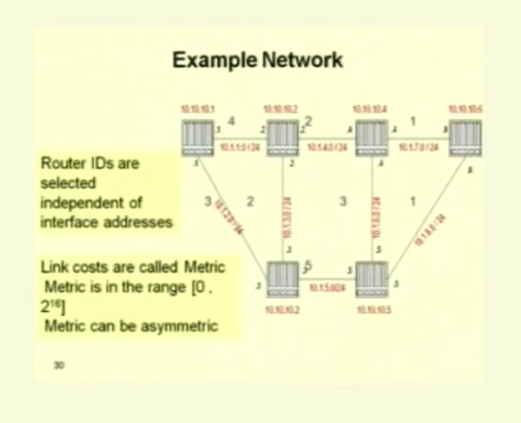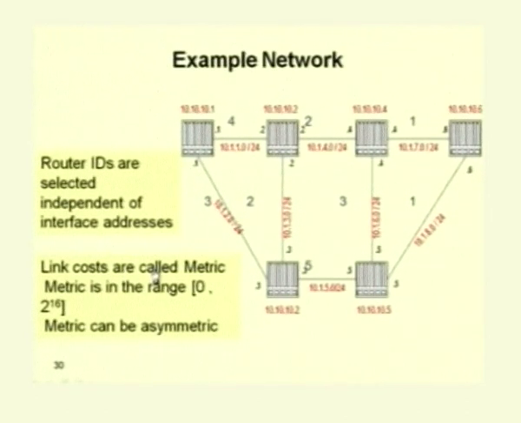So, let us look at an example network. Let us say I have these different routers here, 10.10.10.1, 2, 3, 4, 5, 6, whatever. The router IDs are selected independent of the interface addresses. Now, you have one address over here and one address over here that you can see. So, the router ID is normally either chosen independent of the interface address, or you choose one of the interface addresses as the ID of the router.